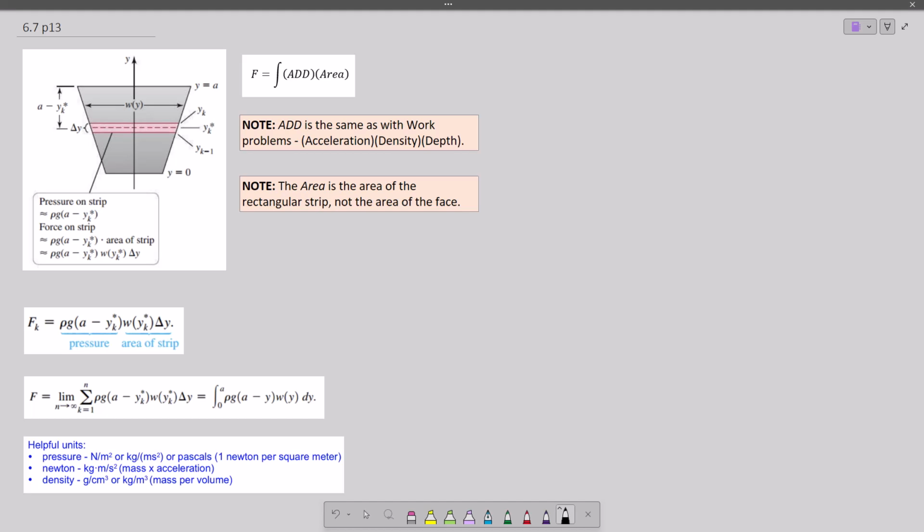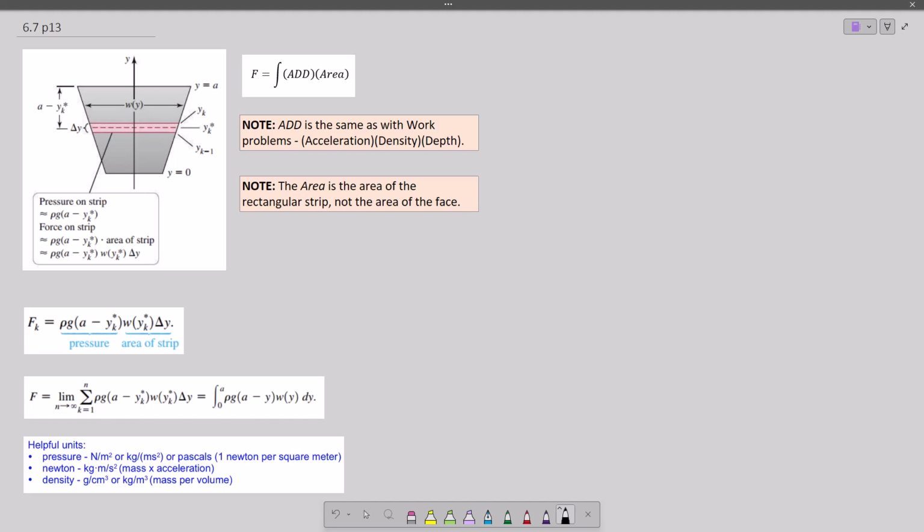And the idea is that we are going to do a Riemann sum again. We're going to figure out the force along a strip, so we're sort of breaking the dam into a bunch of horizontal strips. We figure out the force on each strip, add them all up, get an approximation, take the limit, and then we get an integral. So that's going to be our integral.